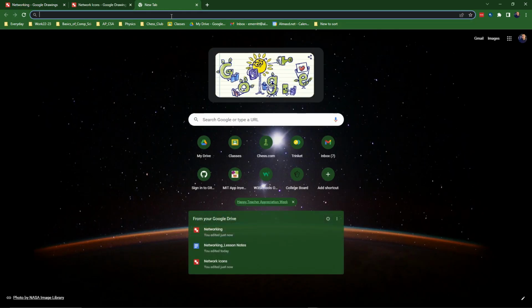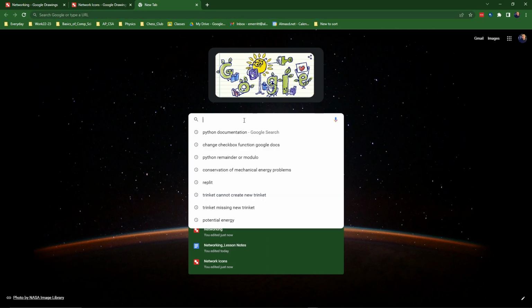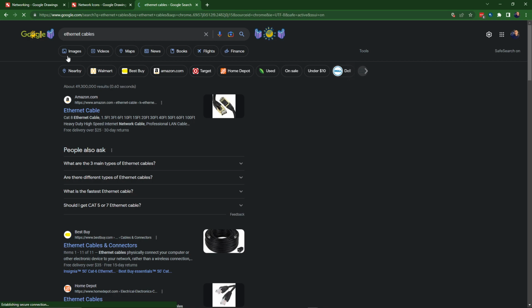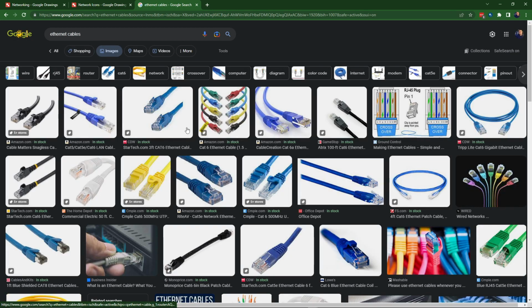If we go over here and go to Google real quick and look up Ethernet cables, let's see what we can find in images. So these are all Ethernet cables, and you've probably even seen one before. Although most things that we use these days are now wireless. What you're going to see most of the time is something that is wireless.